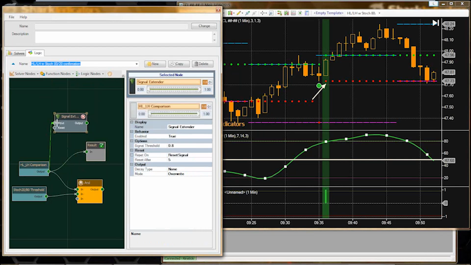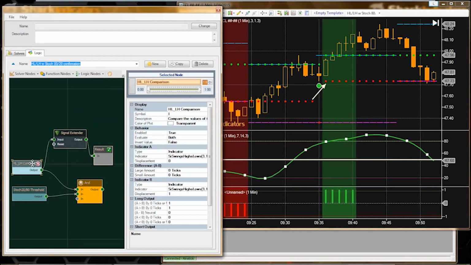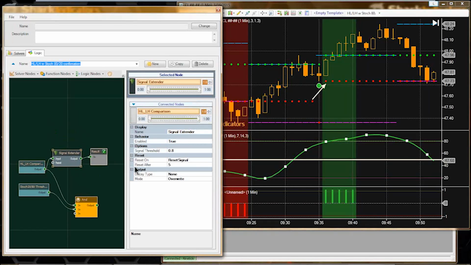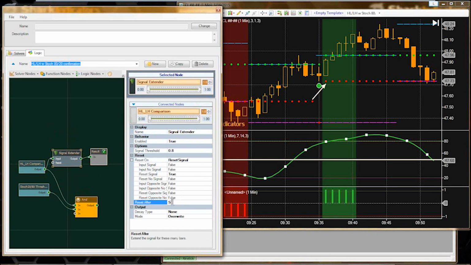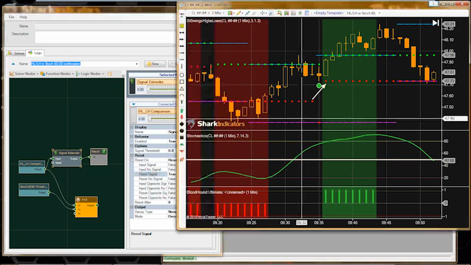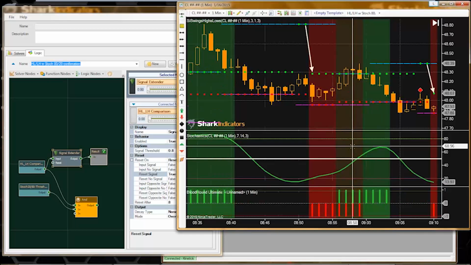So we can plug that into the input. We just need to set this to 8, set the reset after to 8, and we can see it extends it forward 8 bars there. It might be a good idea to use some of these resets. Let me just take a look through here. Oh yeah, here we go.